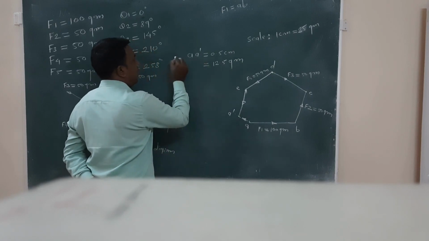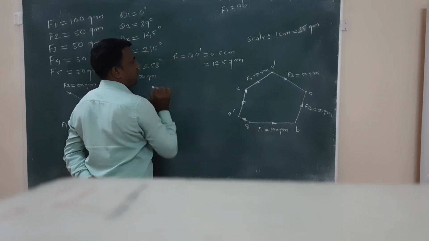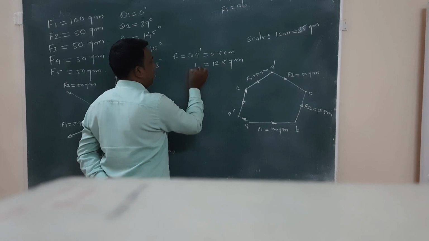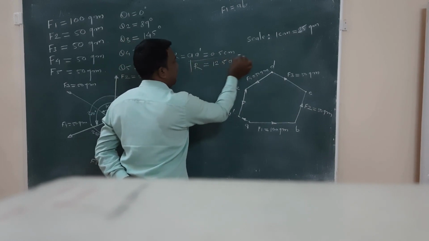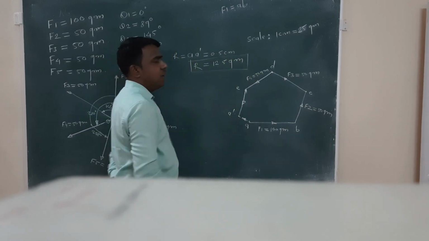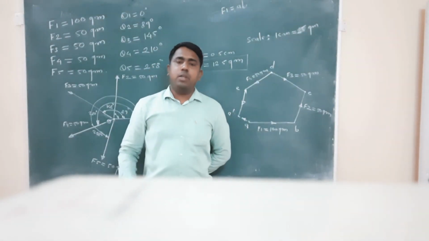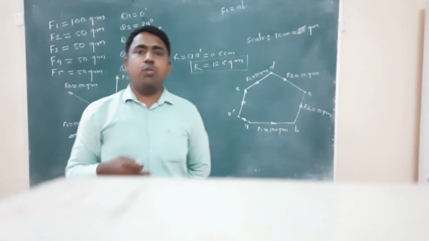So this A to A dash is nothing but the resultant of the forces. So the resultant of the forces, we have obtained the value for the resultant of the forces is 12.5 gram. In case if it is not a closed polygon.